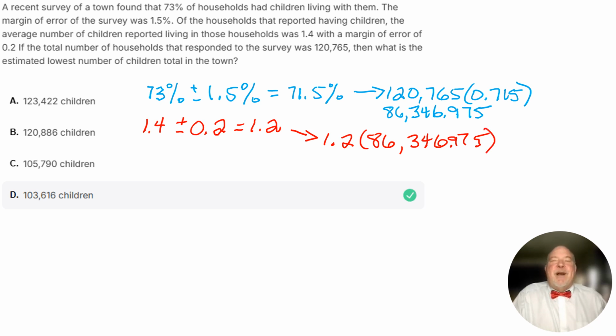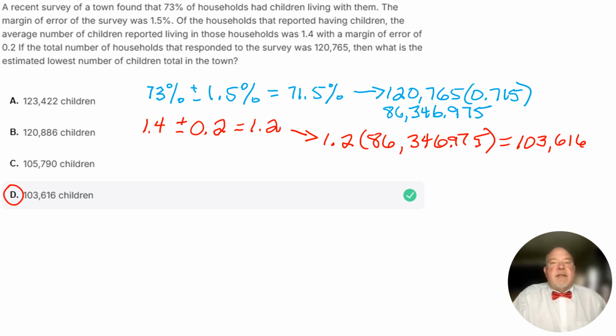So I multiply those together, and this time I'm going to round it because this is my final answer. Well, actually, just look at your answers. You could have decimals, but all the answer choices are rounded to the nearest whole number. So that's what I'm going to do. And when you multiply those, you get 103,616. So you get answer D.